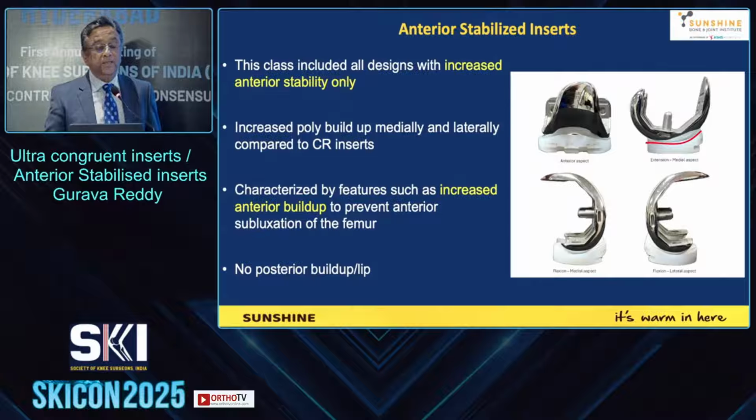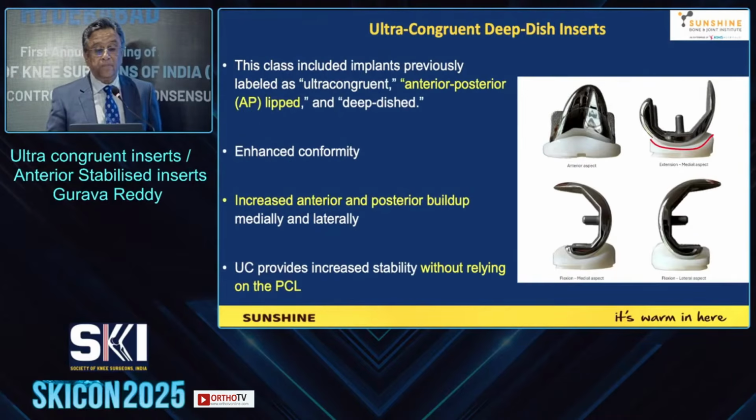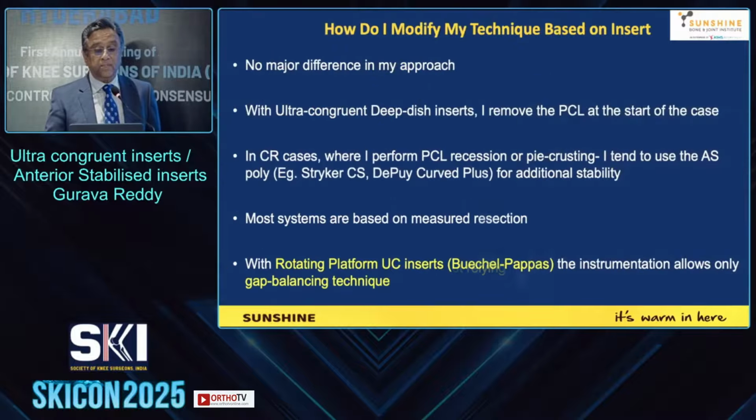This anterior stabilized class included all designs with increased anterior stability only, increased poly buildup medially and laterally compared to CR inserts. Increased anterior buildup is the characteristic feature, with no posterior buildup. Coming to the ultra-congruent or deep dish, both anterior and posterior lipped and deep dish, it increases the conformity, it increases the anterior and posterior buildup medially and laterally also, and ultra-congruent provides increased stability without relying on the PCL.